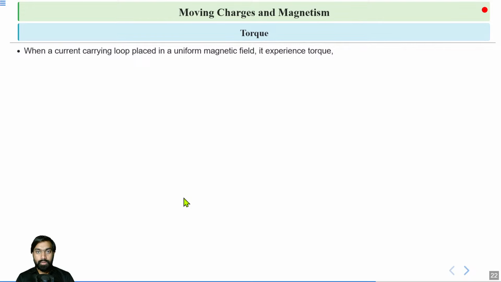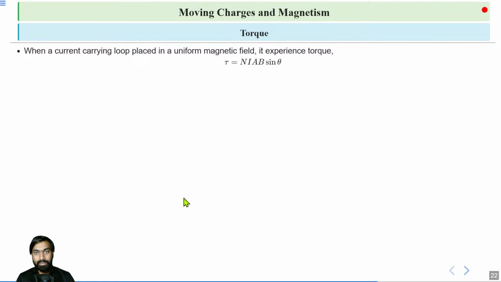Now we will talk about torque on a current carrying loop in a magnetic field. So we know the basic concept. When a current carrying loop is placed in a uniform magnetic field, it experiences a torque that tends to rotate the loop. This torque arises because the magnetic field interacts with the magnetic moment of the current loop.